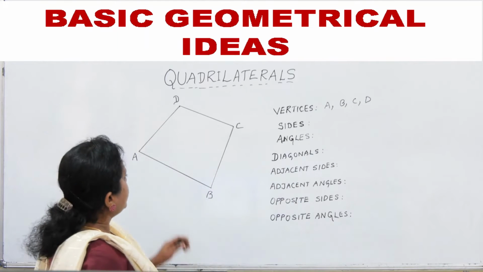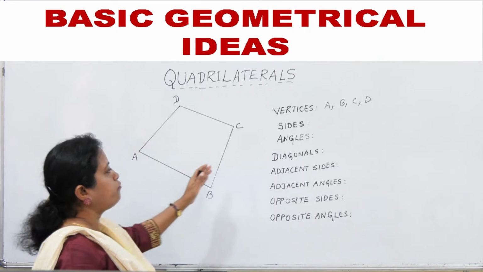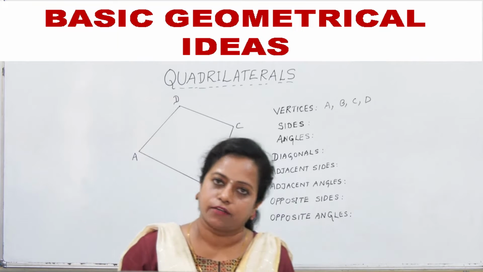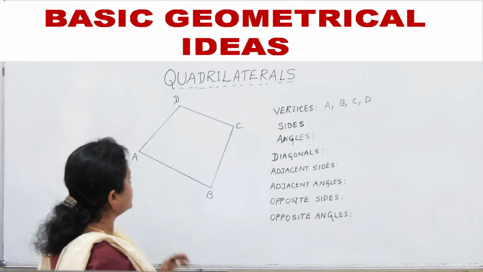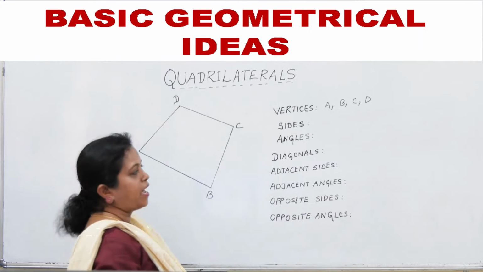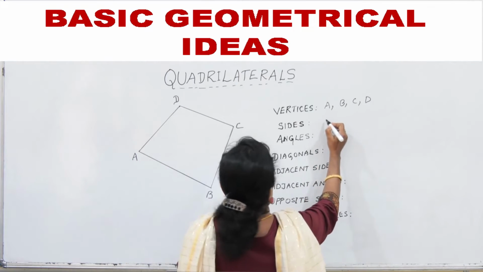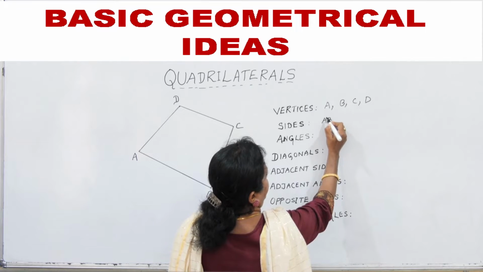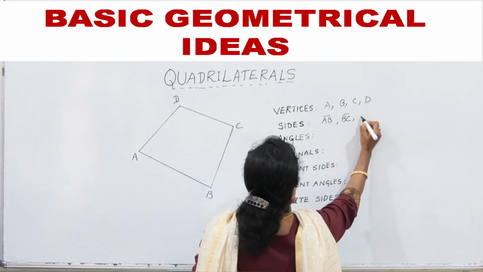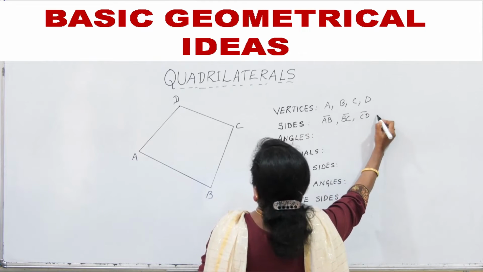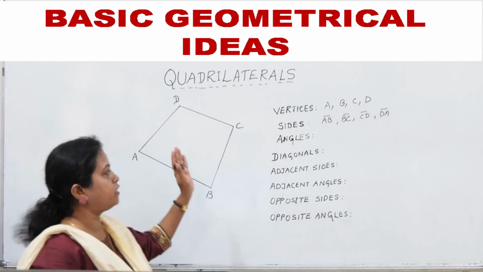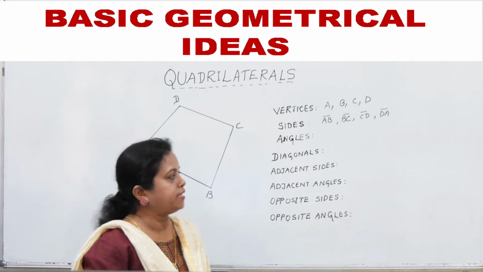Now, you can see that, as I said, it is made of 4 line segments. So, these are nothing but the sides of the given quadrilateral. So, let us name the sides AB, BC, CD and DA. And because they are line segments, we will use a symbol for denoting the line segments AB, BC, CD and DA. These are the 4 sides of the given quadrilateral ABCD.